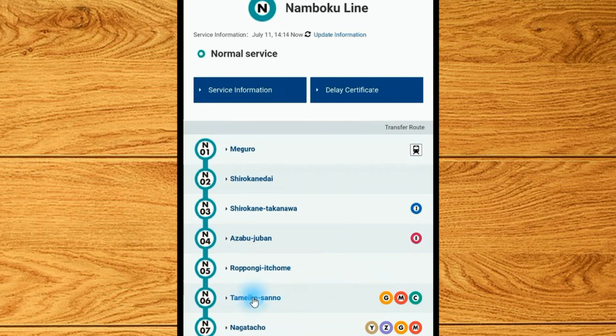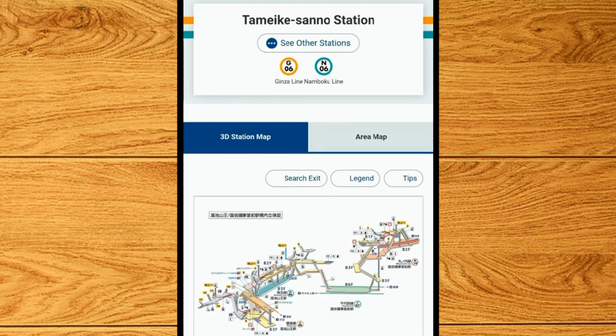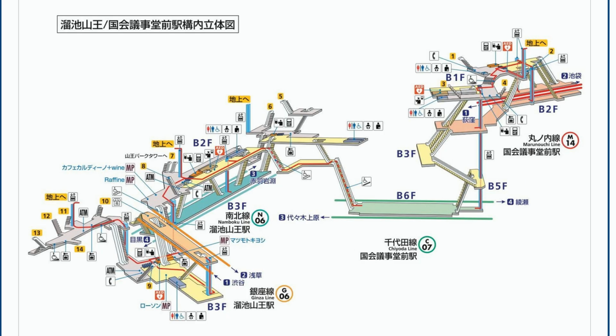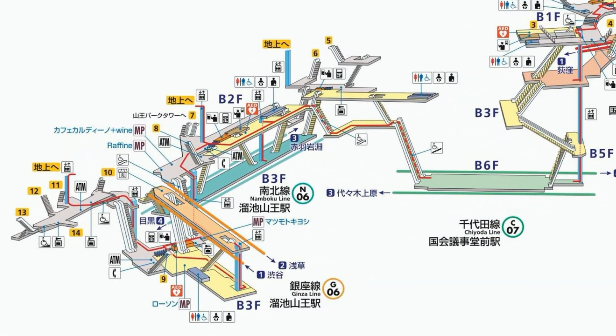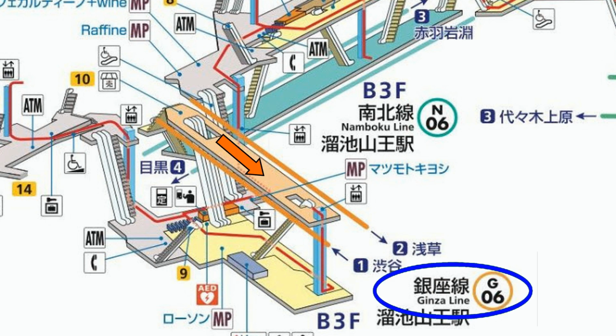Then we select the Tameike Sanno Station and we will see the 3D map of the Tameike Sanno Station. From this map, we can see that upon arriving at the Tameike Sanno Station Namboku Line train platform, we go up the train concourse and walk towards the Ginza Line train platform.